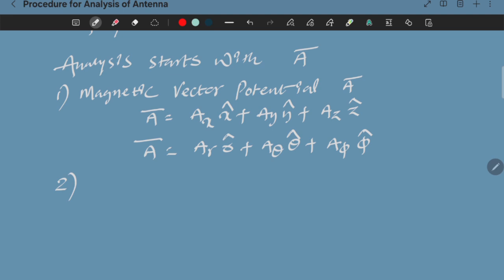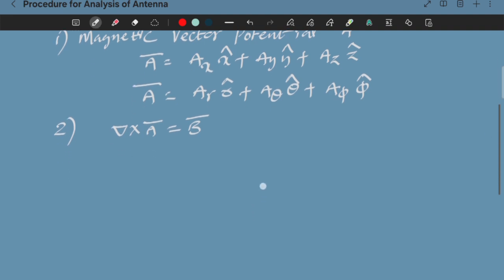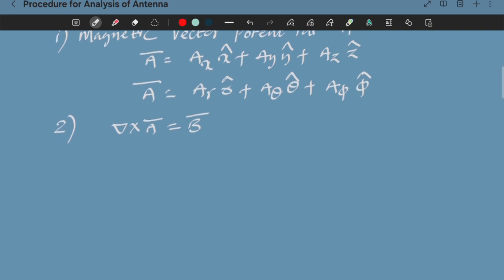After writing A bar in spherical coordinate system, you can get, by performing the curl operation on the A bar, del cross A bar, we know from our basics that it is equal to magnetic flux density. So in this particular step, just perform the curl operation on A bar, then you will get B bar. But B bar is mu into H bar. From this, H bar is equal to 1 by mu into B bar. So what is the conclusion here? We can get magnetic field intensity in this way.